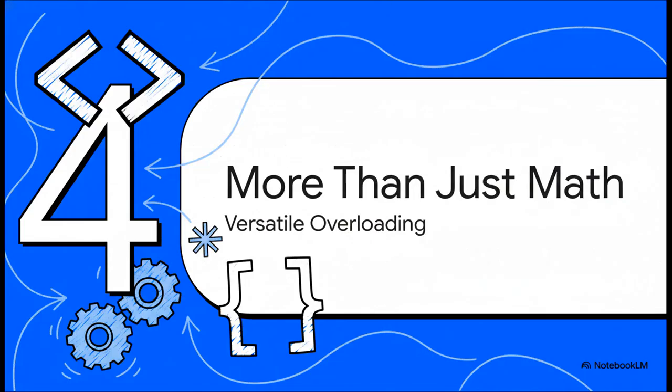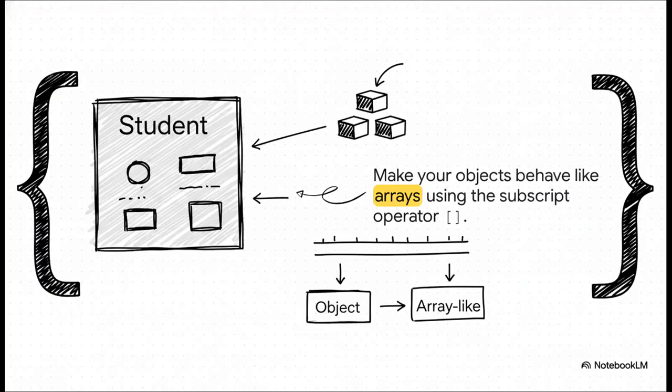So far, we've been really focused on the plus sign, but the real power here is just how versatile this whole concept is. It is about so much more than just doing arithmetic. Let's look at a couple of other incredibly useful examples. How cool is this? You can overload the square brackets, the subscript operator, and make your custom objects behave just like arrays. Imagine you have a student class that holds a bunch of grades. Instead of a clunky function call like student.getGrade(3), you can just write student[3]. It makes your object feel like it's a native part of the language. It's so much cleaner.